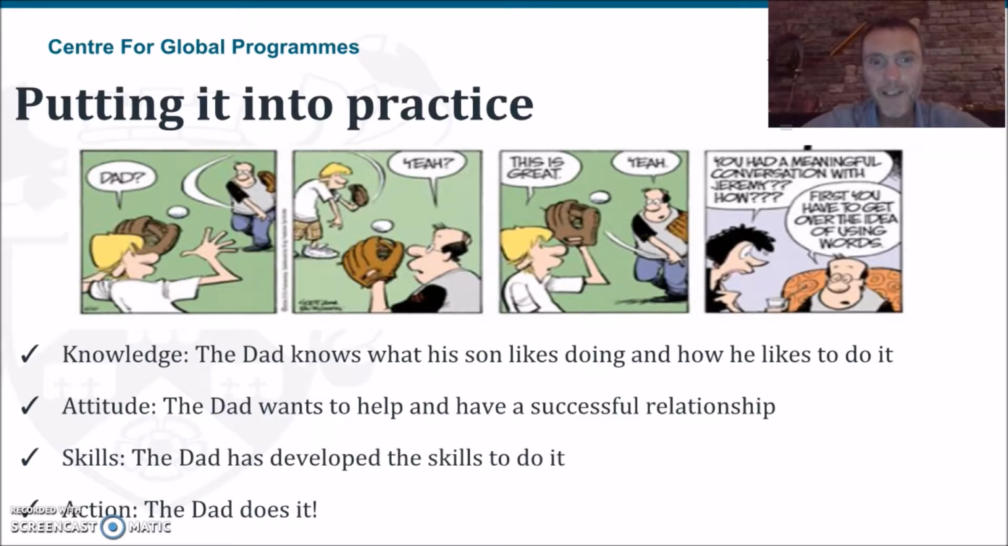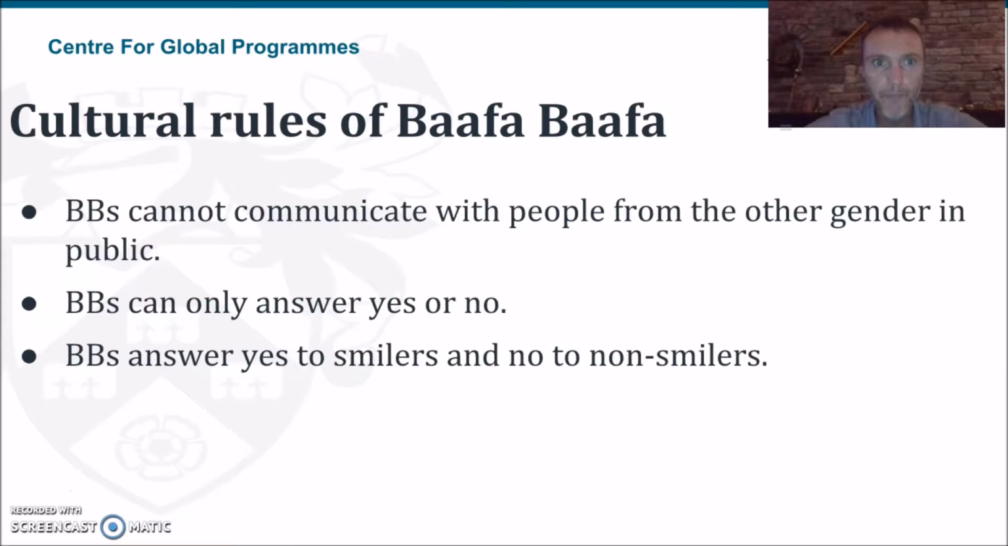Okay, so this is an example of reading what's under his son's iceberg. It involves suspending his own values and expectations. It involves having the right attitude that you want the relationship to be successful. It involves developing skills, in this case playing baseball and saying a lot with just a few words, and the result is success.